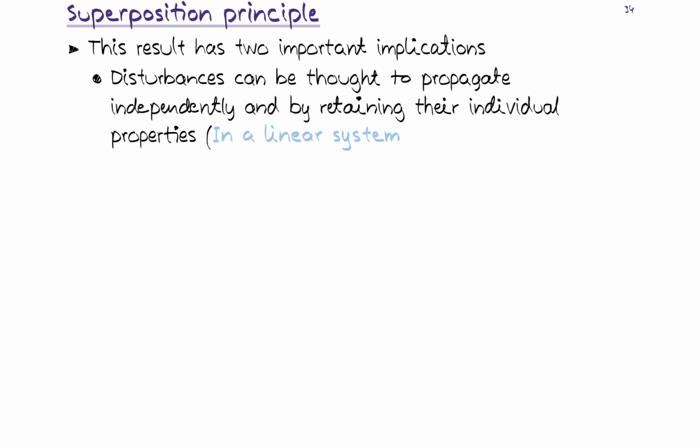And why this works is that in a linear system, light doesn't really strongly interact with light, so that the resultant wave can be really thought to be a kind of superposition of all the wave components it is made of, all the harmonic wave components it is made of. And this is very important.